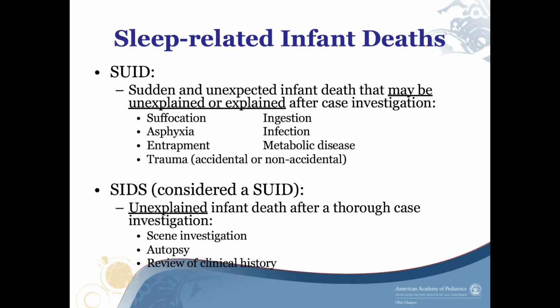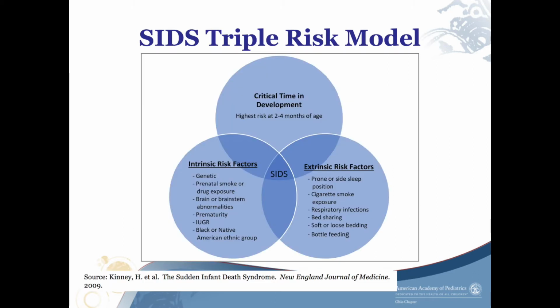And so these might be, again, explained or unexplained. So the suffocation that I mentioned, the asphyxia, the entrapment, traumas, ingestions, infections, and then kind of a host of other things. Whereas SIDS, which is considered a sudden unexpected infant death, is by definition unexplained. And again, this can only be rendered a SIDS death after one of those thorough case investigations that I mentioned. So next slide.